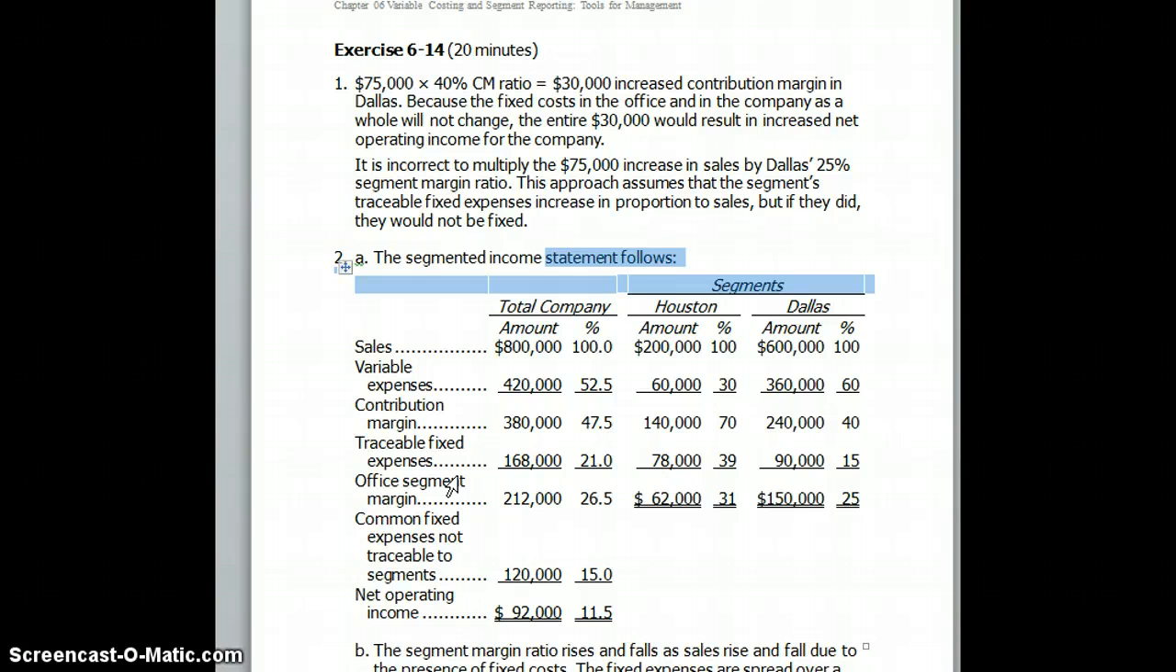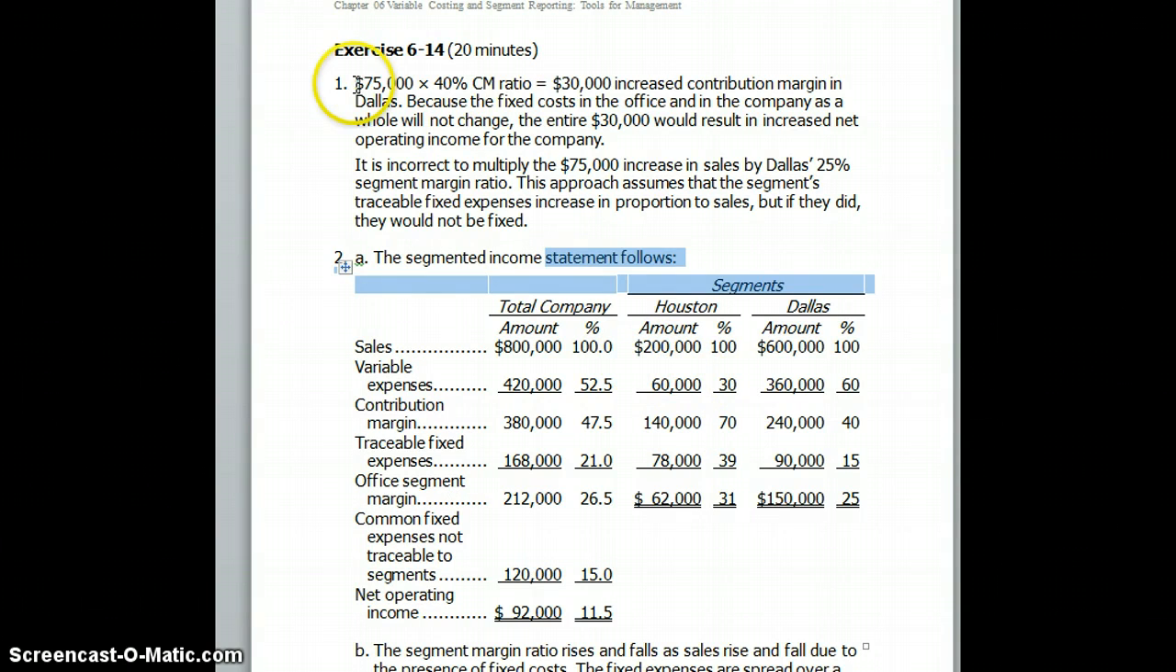What we have is segmented income statements in the contribution format for both the Houston office as well as the Dallas office, and then the total company contribution format income statement. In requirement number 1, they want to know how much the company's net operating income would increase if Dallas increased its sales by $75,000 per year. They assume that no change in cost behavior patterns has occurred.